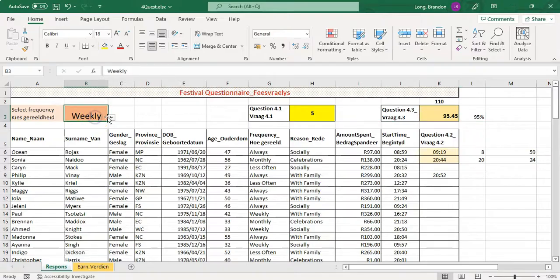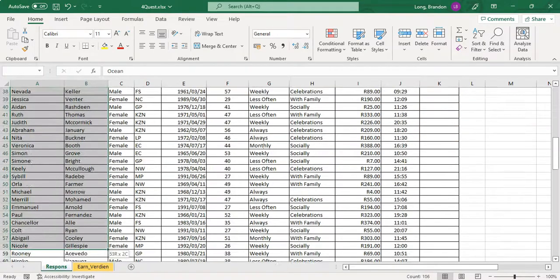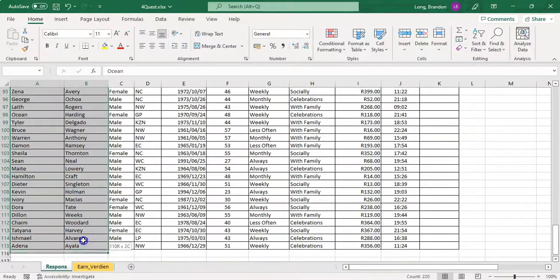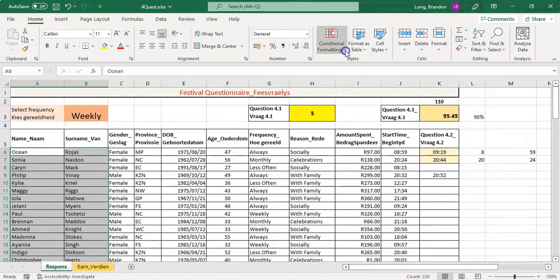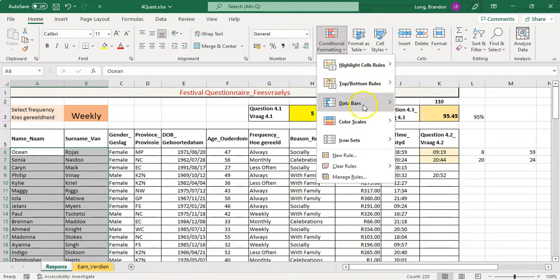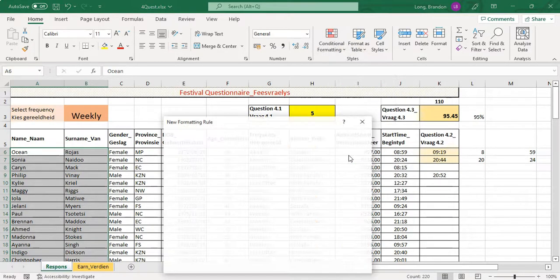Let's go. If we click over here, we can select which option we want. Okay, so if we select weekly, we want all the weekly names and surnames to be changed. So we want the conditional formatting to be applied to all of this text. Let's select those two columns. So we want conditional formatting, a particular rule. I want a new rule. Okay, so what's the rule going to be?